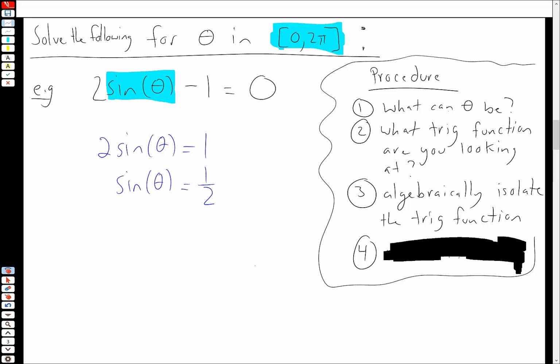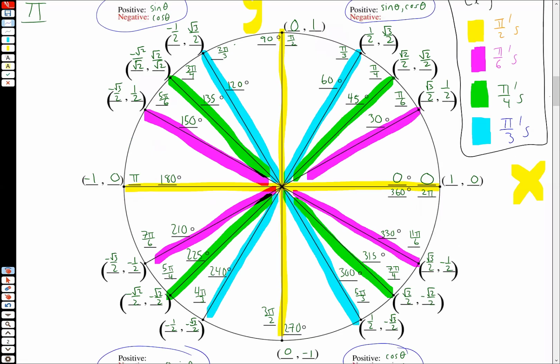Now once you've isolated the trig function, we use our unit circle. So remember that sine of theta is equal to 1/2. So what we're going to be looking for is when is the y coordinate 1/2. I want you guys to look at the unit circle, take a second, and look for the angles, because remember, we're solving for theta. What angles will give us a y coordinate of 1/2?